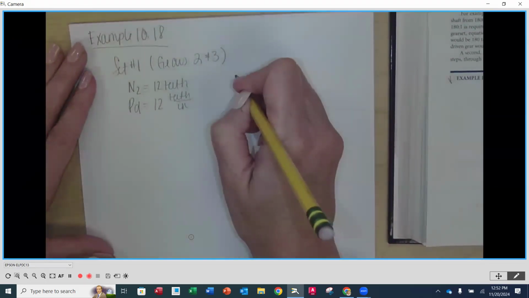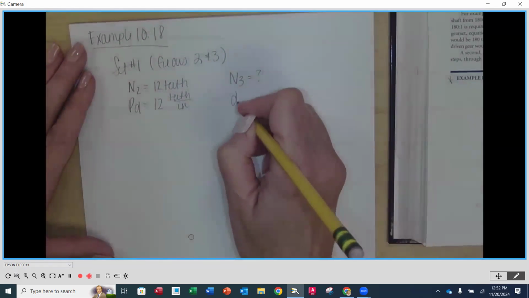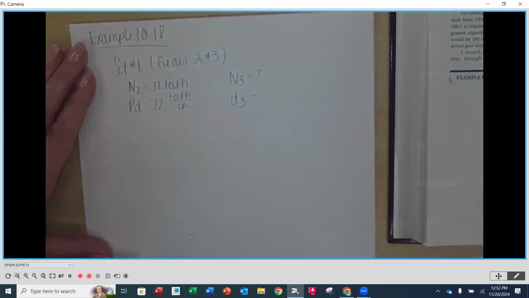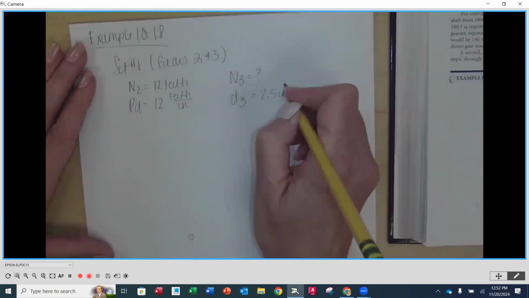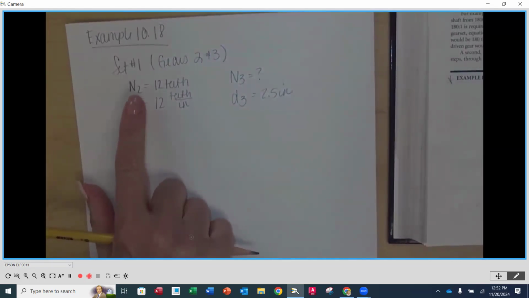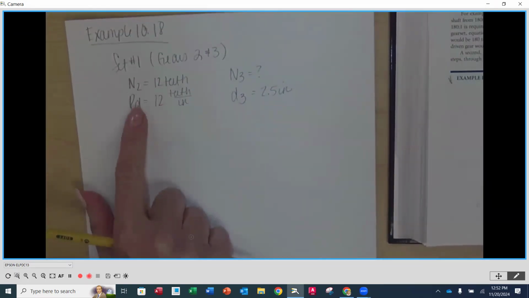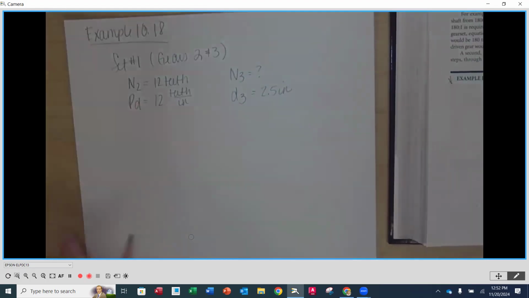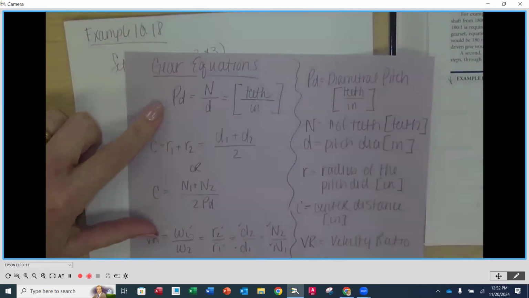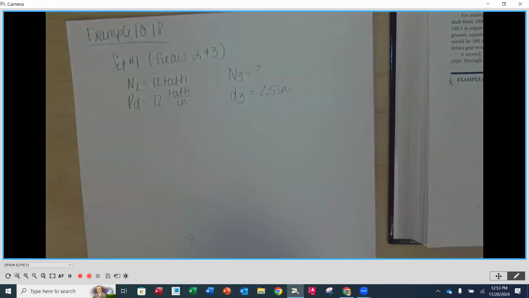Now for gear number 3, we don't know the number of teeth, but we do know its pitch diameter, so we're going to say D3 here is equal to 2.5 inches. So if I want to find the pitch diameter of all of my gears, notice that I need to find the pitch diameter of gear number 2. I know the pitch diameter of 3, so that's good, but now I need to figure it out for number 2, okay? If we go back to our equation sheets, our relationship between diametral pitch, number of teeth, and pitch diameter is this equation right here. So go ahead and rearrange this to solve for D2.